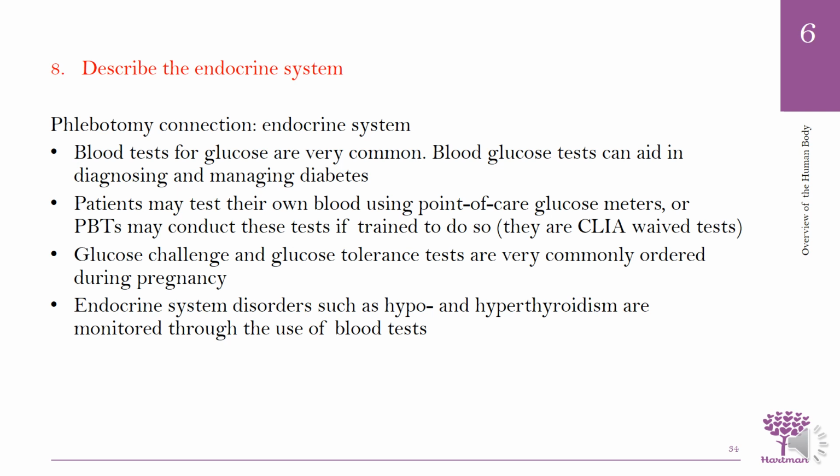Many blood tests are associated with diseases and disorders of the endocrine system. Diabetes is an illness in which the pancreas does not produce enough insulin, or does not produce any insulin. Blood tests to determine how much glucose is present in the blood aid in the diagnosis and management of diabetes. Patients with diagnosed diabetes may test their own blood regularly, and phlebotomists may be trained to perform CLIA-waived tests for blood glucose levels. Phlebotomists may also assist in performing glucose challenge or glucose tolerance tests, in which a patient drinks a very sweet liquid and then has her blood drawn for testing at certain intervals.